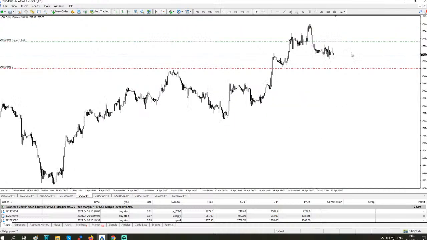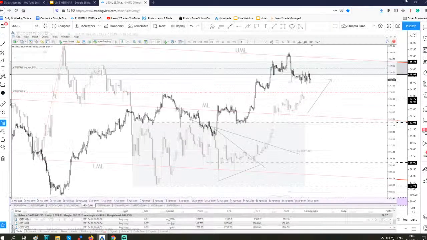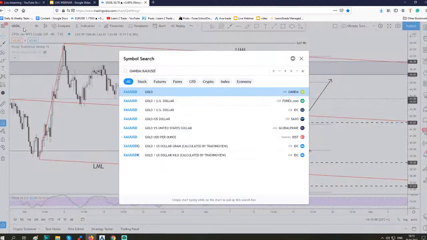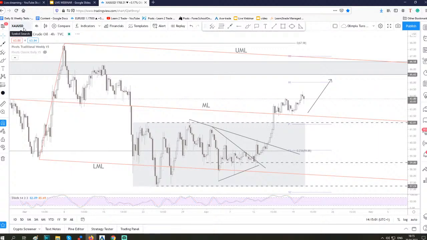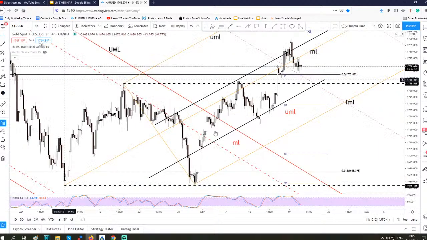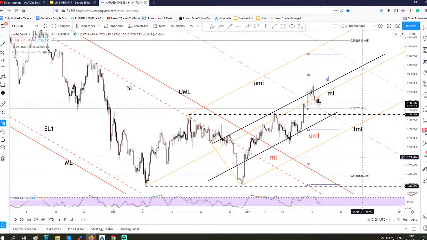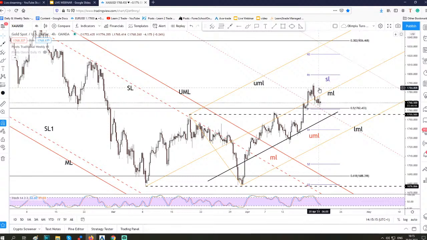Okay, so let's talk about gold, guys, and let's take a look here on the 4-hour chart. Unfortunately, the price failed here to stabilize right above the medium line.